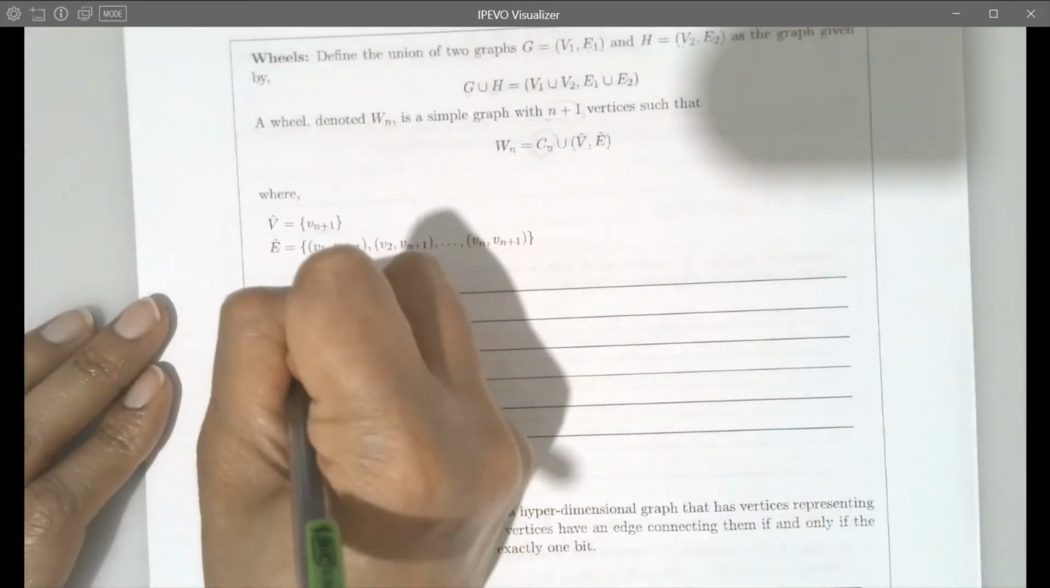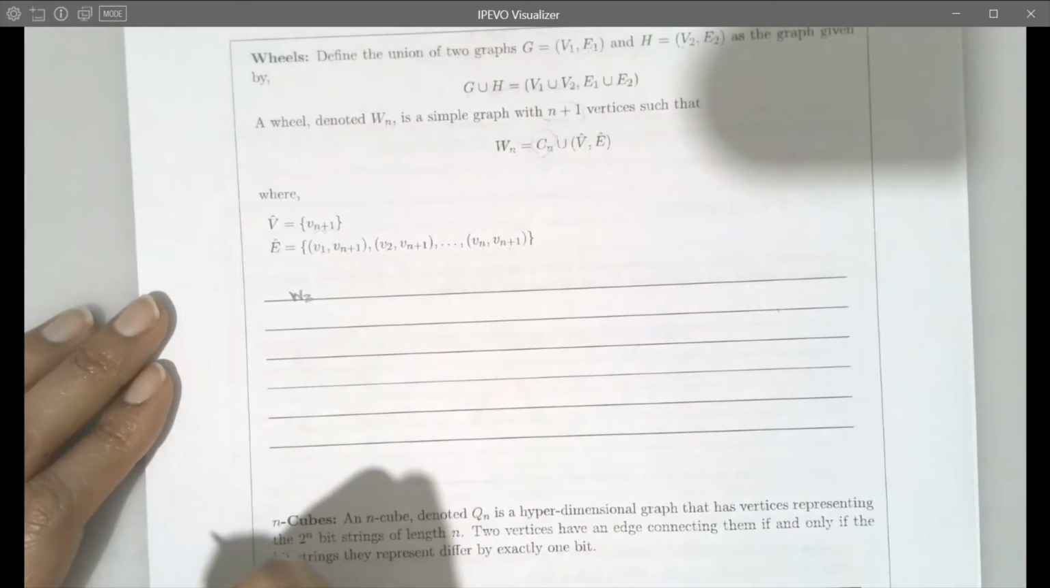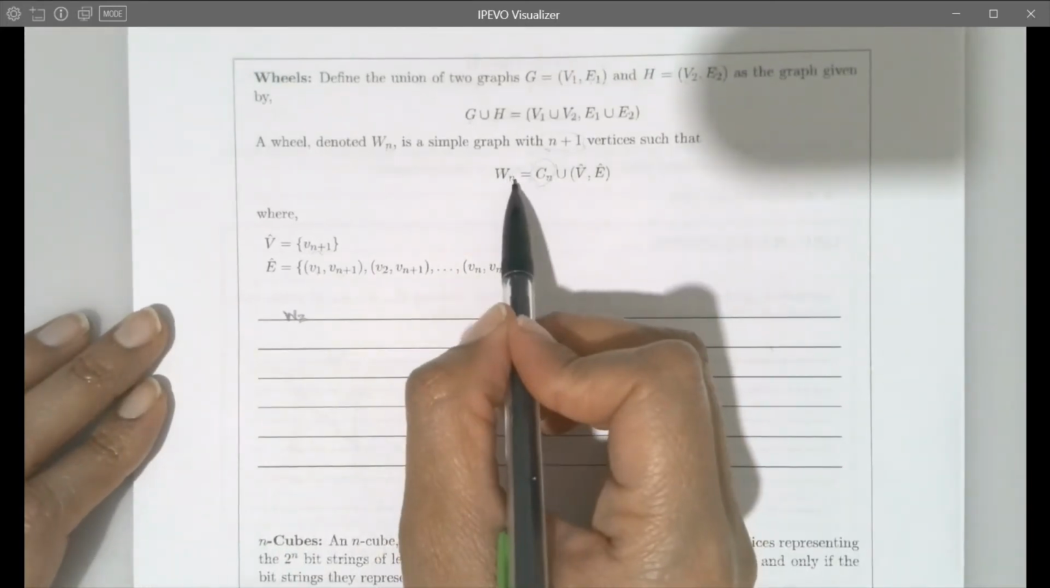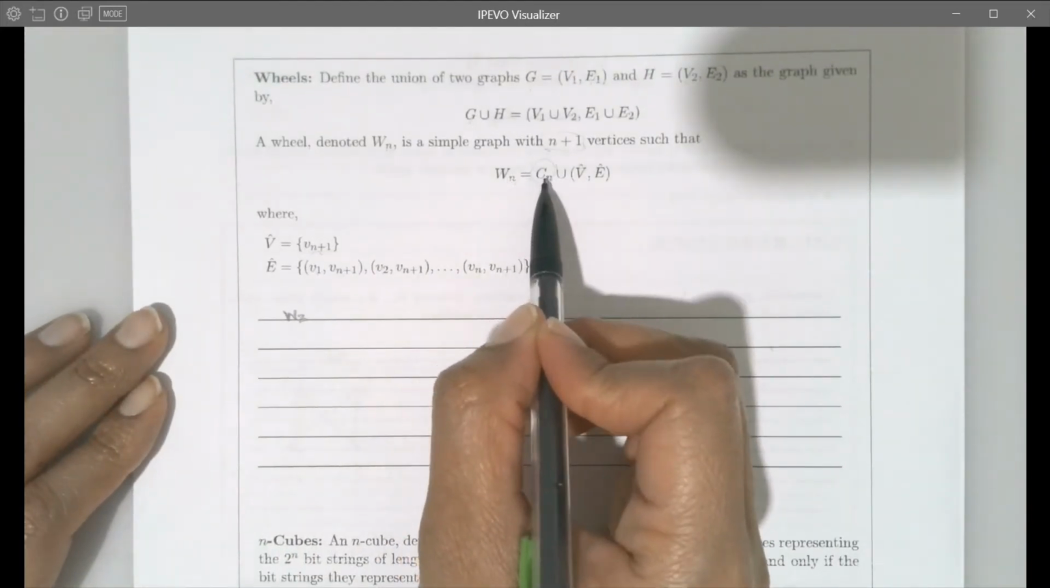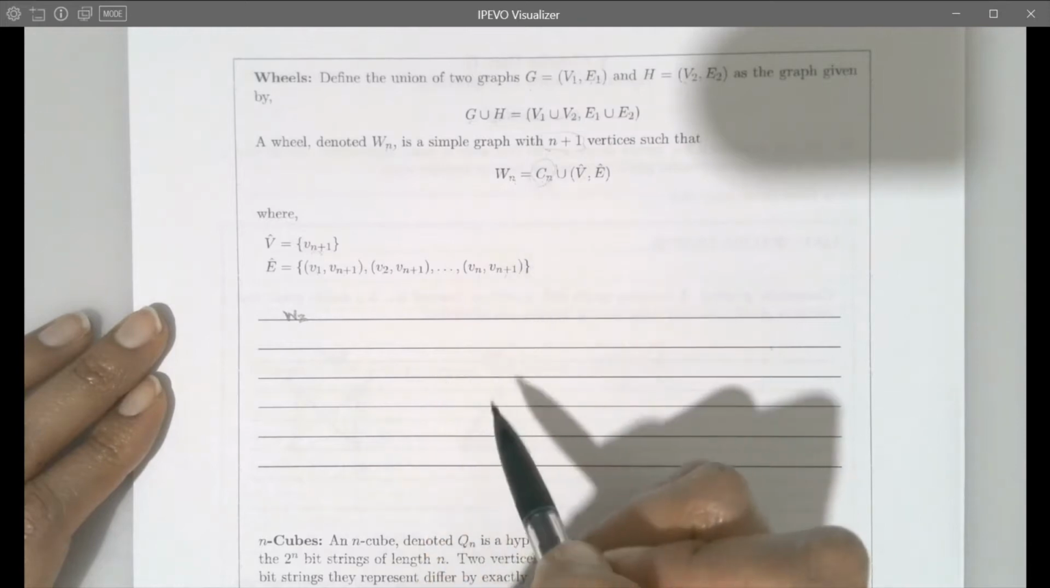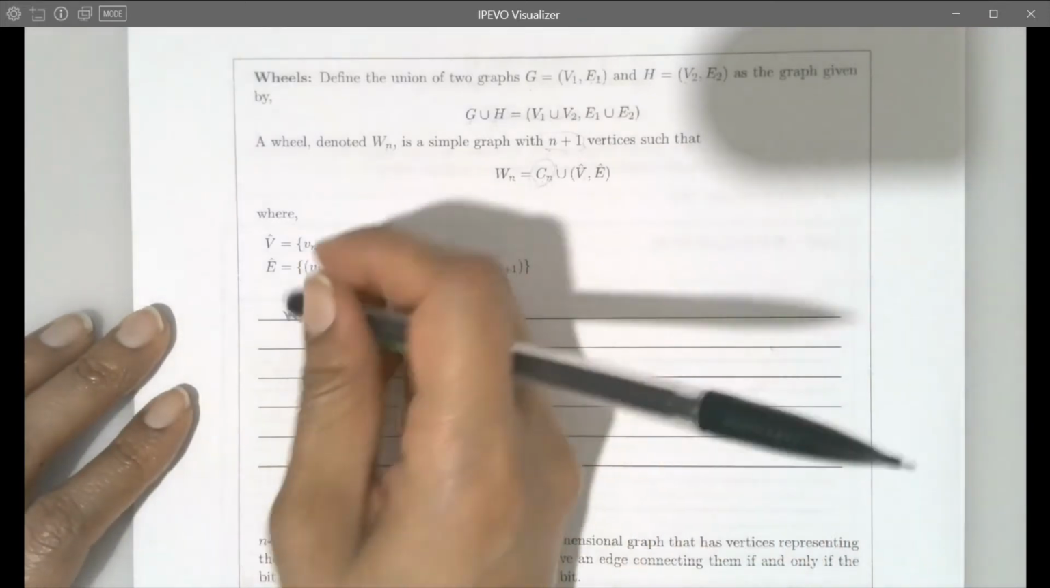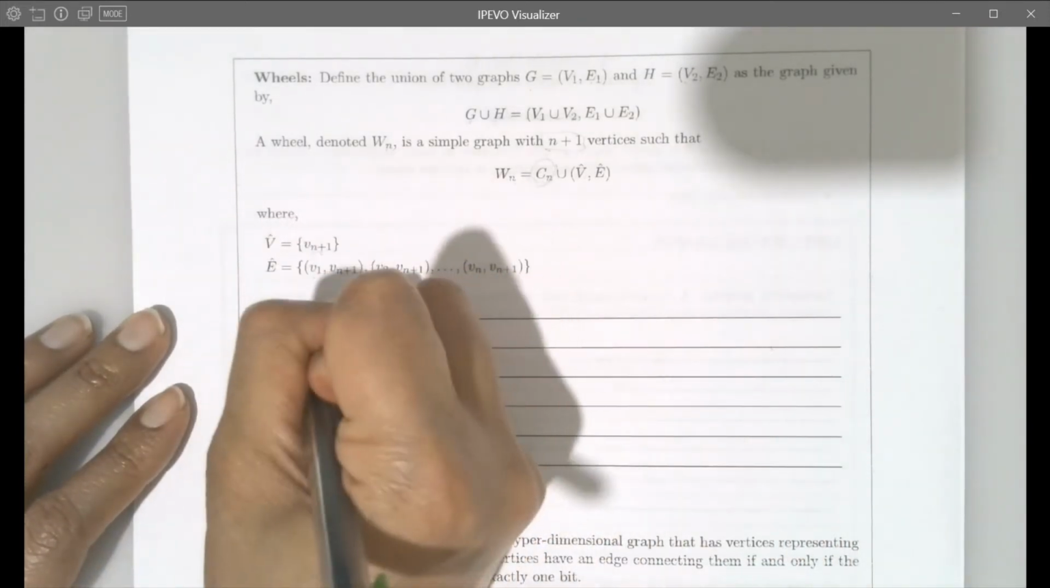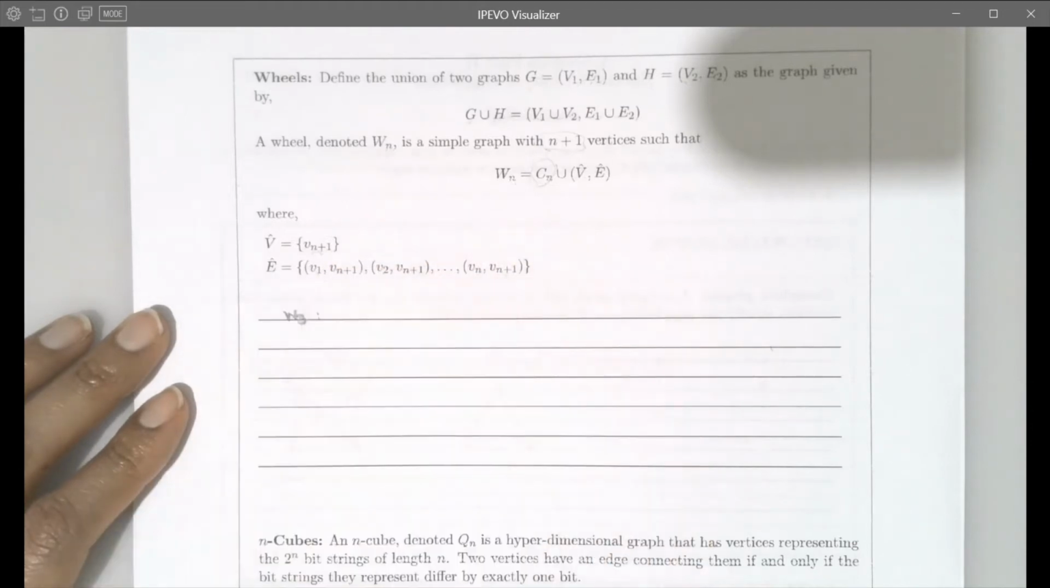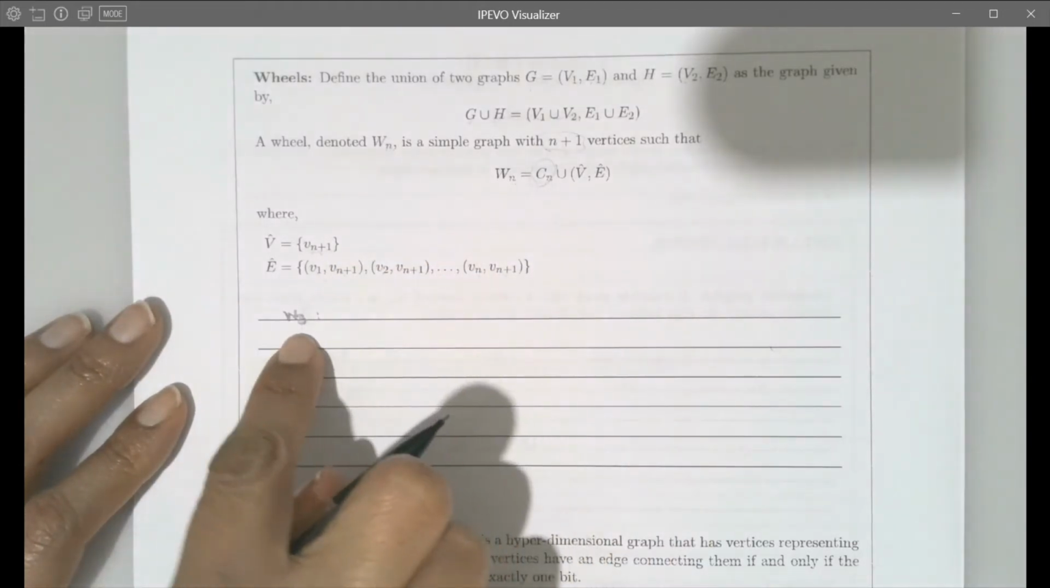We're going to have to start at W sub 3 because W sub n is defined in terms of C sub n, and C sub n is only defined for n being 3 or greater. So we'll look at the wheel with 4 nodes.